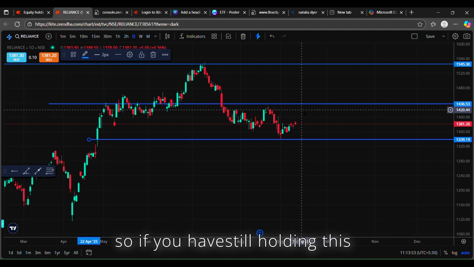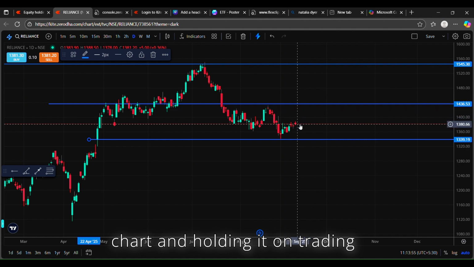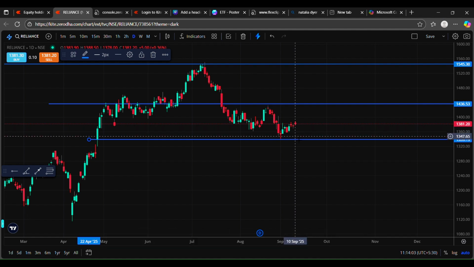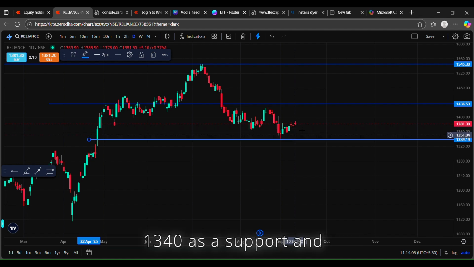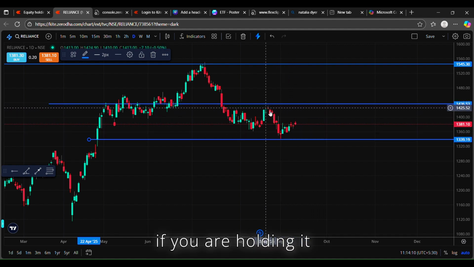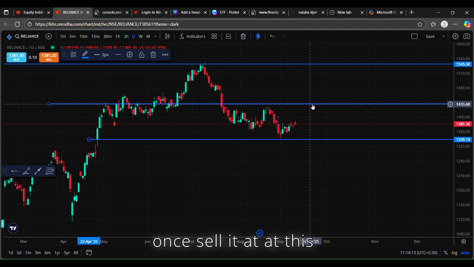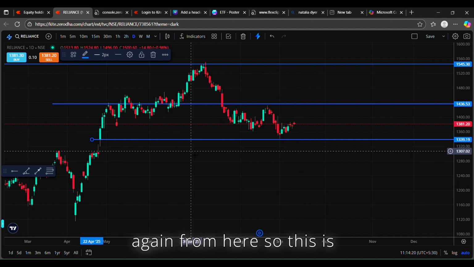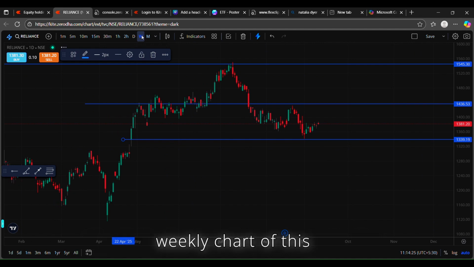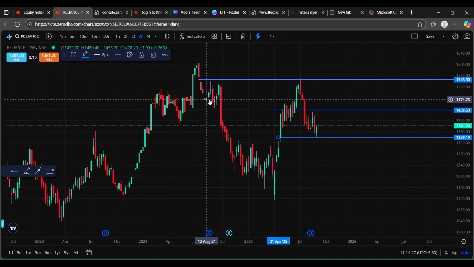So, if you are still holding this chart and holding it on an equity trading basis, then you should consider 1340 as a support. And if you are holding it, sell it at this point, as it might show a dip again from here. So, this is the daily chart, and now we go to the weekly chart of this.